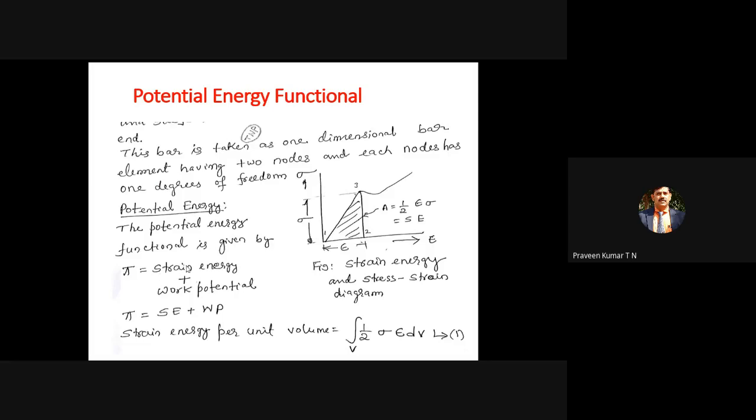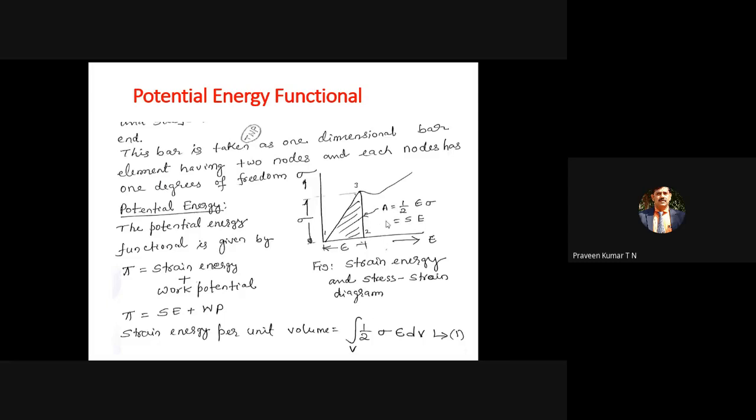So we have strain energy and work potential. The work potential is there mainly because we are considering a two-noded element. So work potential at node 1 plus work potential at node 2. Either strain energy is positive and the other will be negative. So now we can write the same equation.